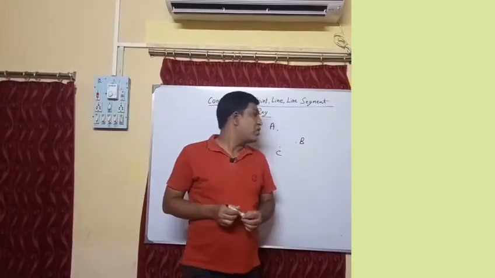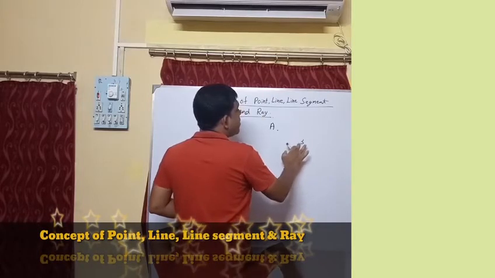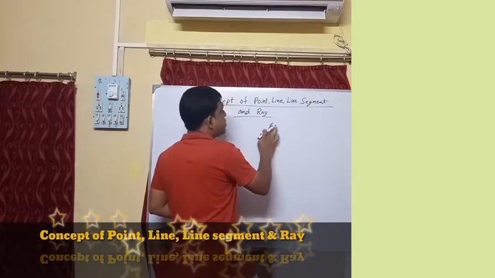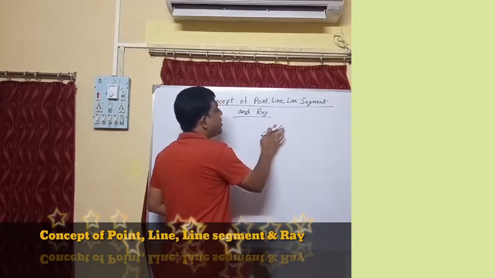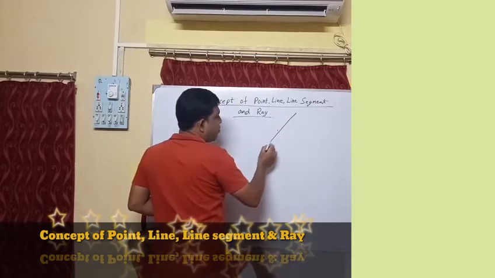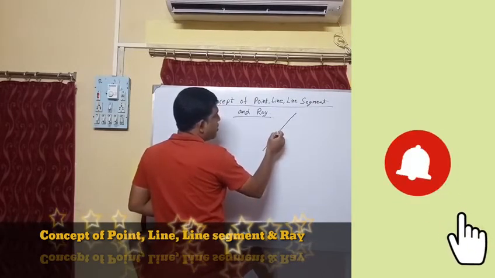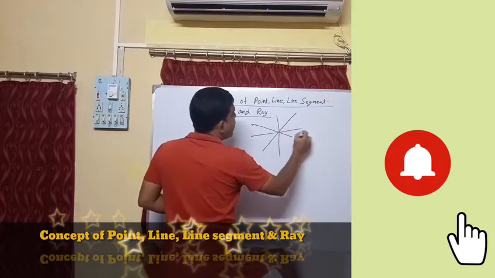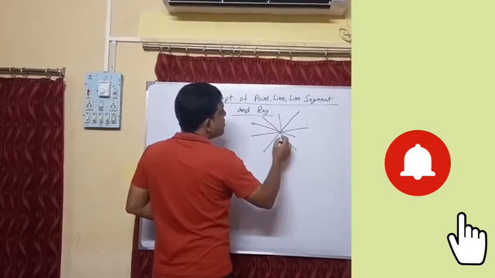The question is like this: how many lines can pass through a point? If the question is how many lines can pass through a point, you see here, this is a point. Through a point there are infinite number of lines.